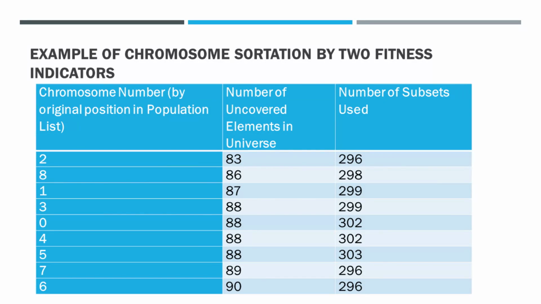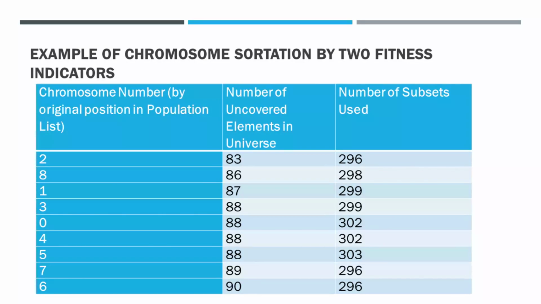Here I included a short example of how this sortation would look if we were to look at it as a table for the two indicators. So in the first column there you see I have the chromosome number, and this is by original position in the population list, which is really arbitrary. So you can see that after our sorting, we have first the second element from the population, the eighth element, first element, and so on down to the sixth element.